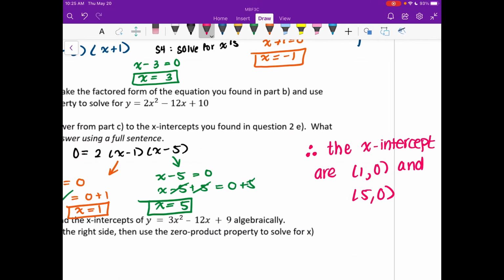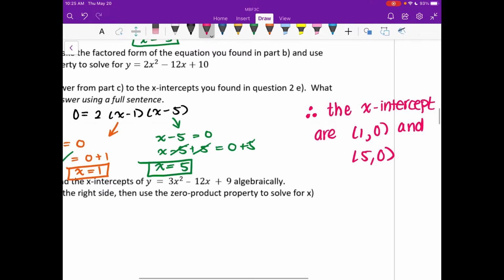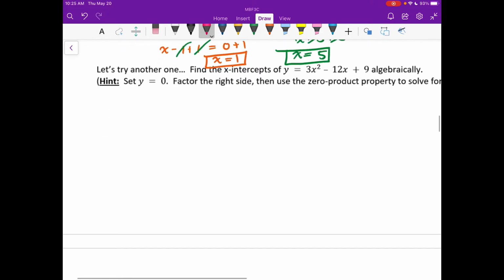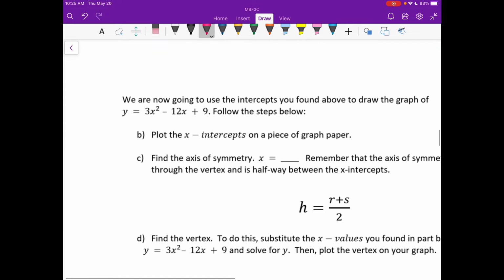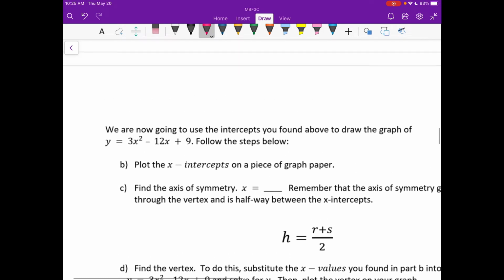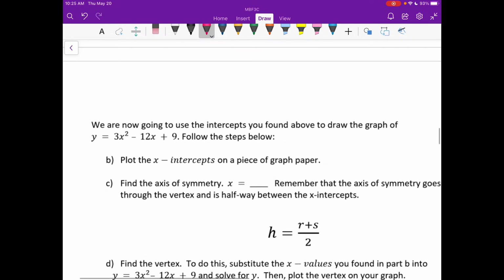So take a minute, pause the video here, try to go through the next one by yourself, just using the same method that we did before, and then try to solve that one. You're going to solve it by yourself, find the x-intercepts, and then what we're going to do after is I'm going to show you how to graph using those x-intercepts, right?